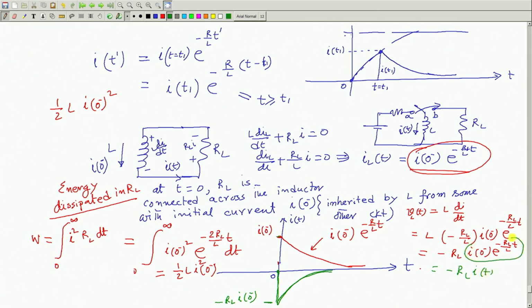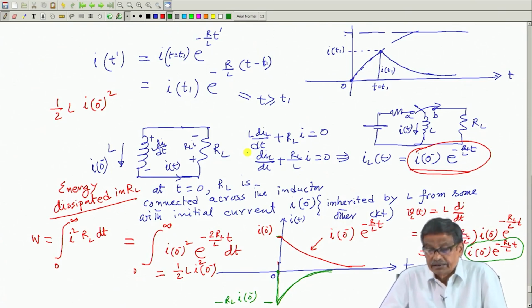This whole thing is I(t). Why minus? Because you apply KVL here and you get L dI_L/dt is equal to minus R_L I. So, this in short is what I told about the inductor.